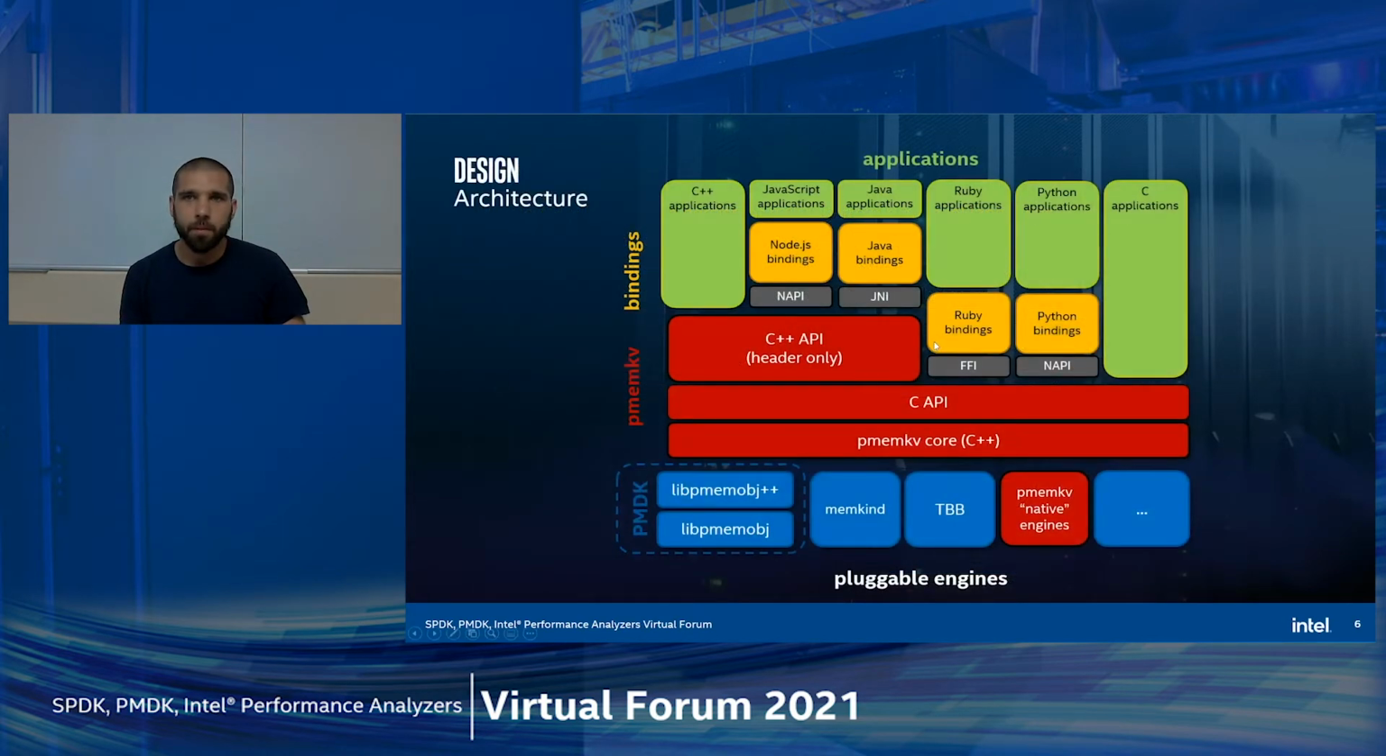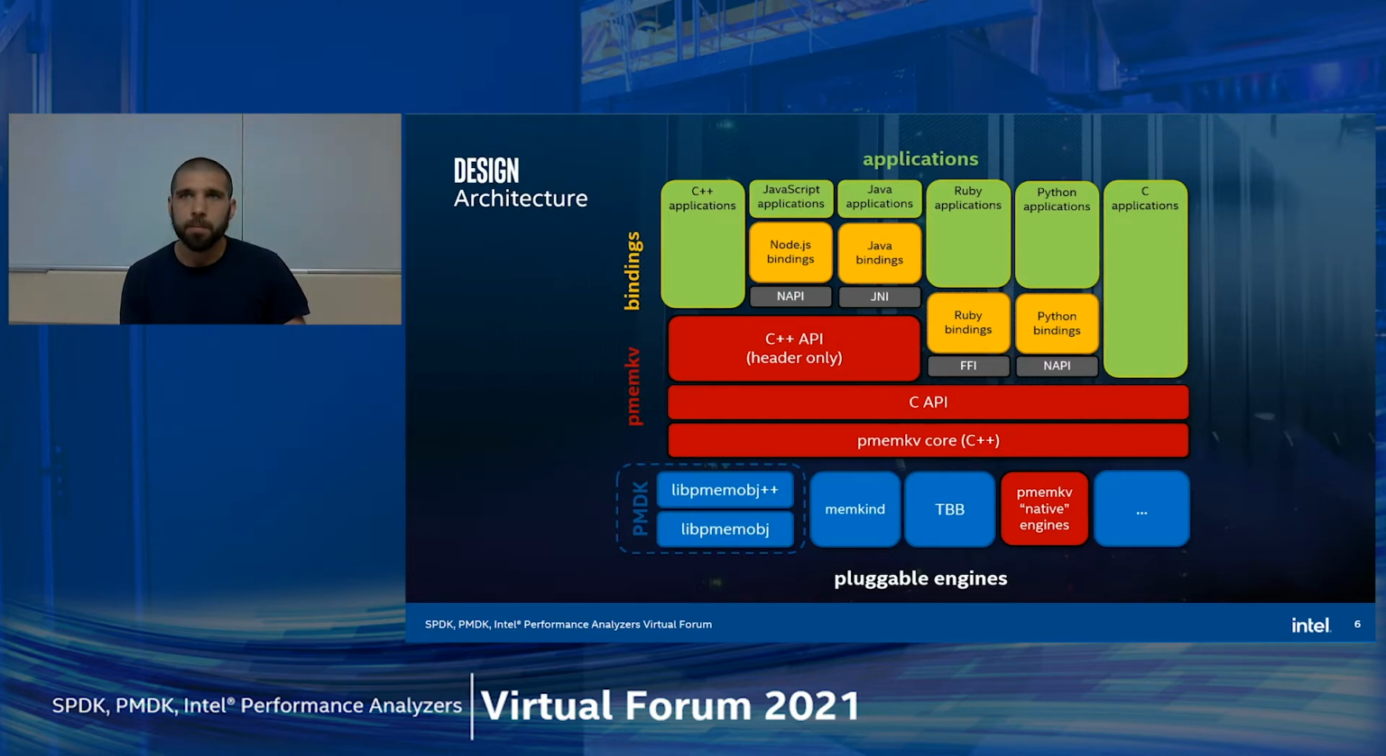That's how the pmemkv ecosystem is implemented. It consists of three main components. The core of the library is written in C++ and exposes an API in C and C++. On top of the C and C++ API, a user application or high-level language binding may be implemented. Currently, there are bindings for Java, Python, NodeJS, and Ruby.